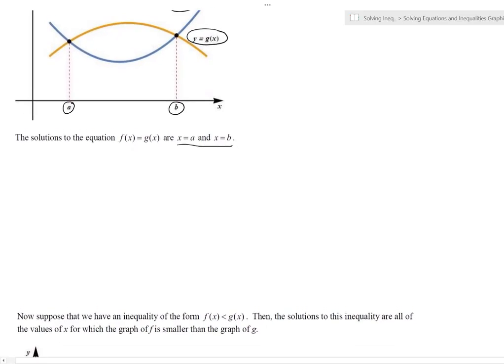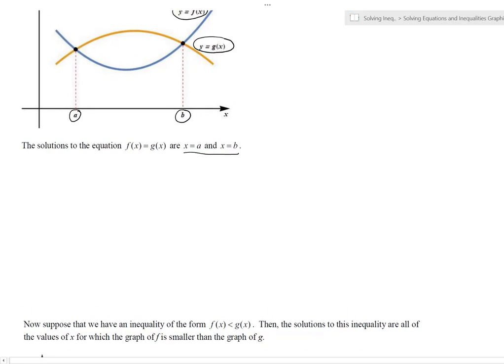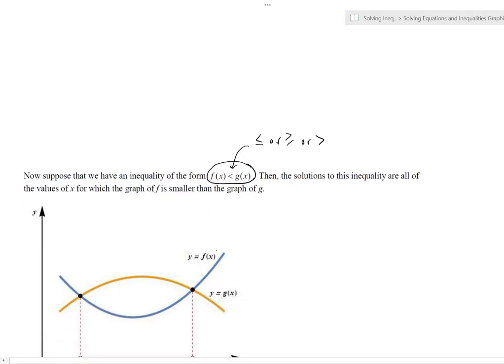But now let's suppose we have the same two functions and we wanted to solve an inequality. Say f of x is less than g of x. We can replace that inequality symbol with less than or equal to, or greater than or equal to, or greater than, and depending on the inequality symbol, we would be looking for different x values. But in this particular setup, if we're looking at where the function f of x is smaller than g of x, then we're going to look at where this function f of x in blue is smaller than, hence below, the graph of the g of x function in the orangish yellow.